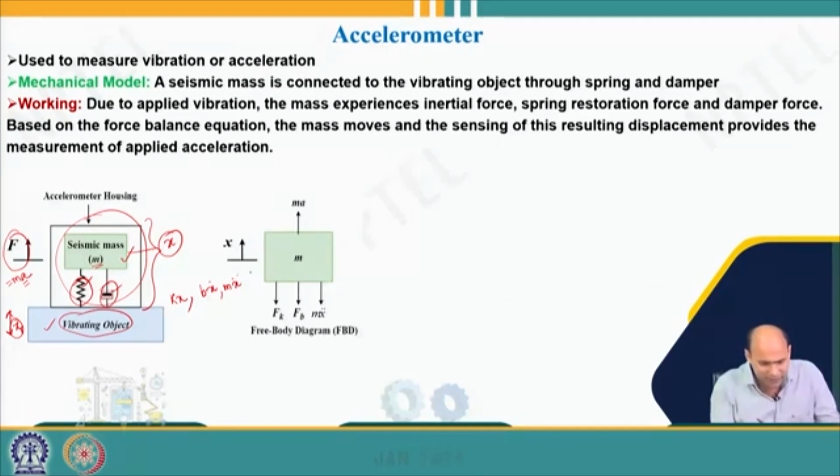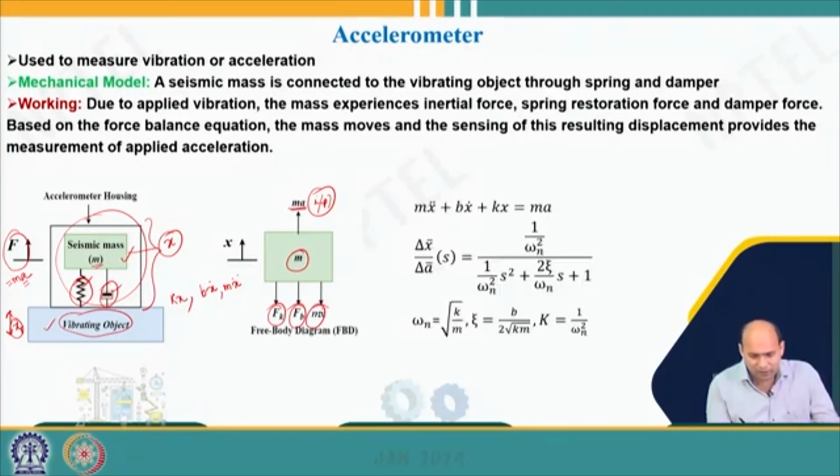So now if I draw the free body diagram with respect to the mass of this acceleration sensor, this is your ma, the force due to acceleration, that is your input, right? And the other forces acting on the mass, the spring restoration force, damper force and the inertial force, will be acting opposite to the input force. And if I write the force balance equation, simply m x double dot plus b x dot plus k x will be equal to your ma, isn't it?